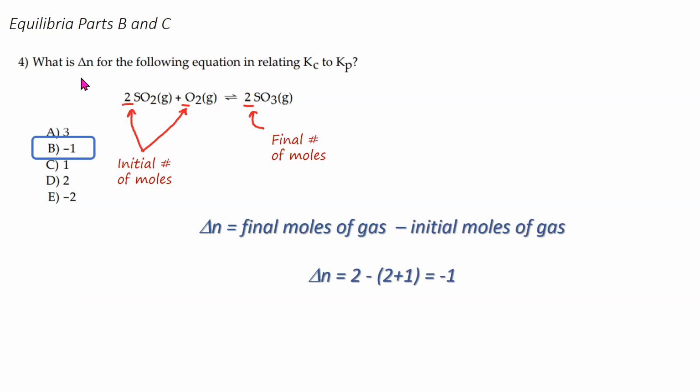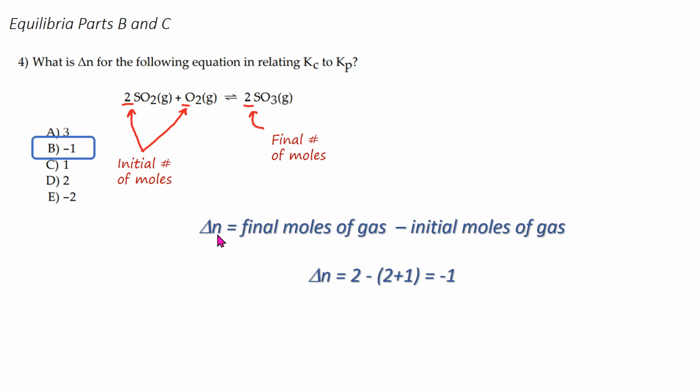So question 4, we're looking for the delta N for the following reaction. So we're converting the Kc to a Kp, the equilibrium constant for concentration, so like molarities, to the equilibrium constant for pressure. There's an equation that helps us convert between those, and that equation uses delta N. The delta always means final minus initial. It means change.